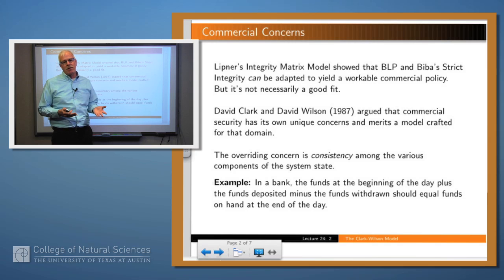In particular, what they said is one of the main concerns in a commercial environment is what they call consistency. So if you think about a bank, for example, one of the main things that you care about in that context is that the money that you have at the end of the day is some function of the money you had at the beginning of the day plus what came in and what went out. Balance, double entry balance ledgers and that kind of stuff. And that's the kind of concern that you just can't really talk about within BIBA integrity.